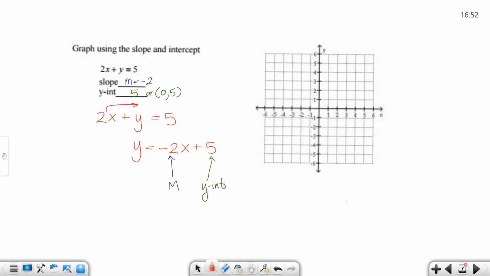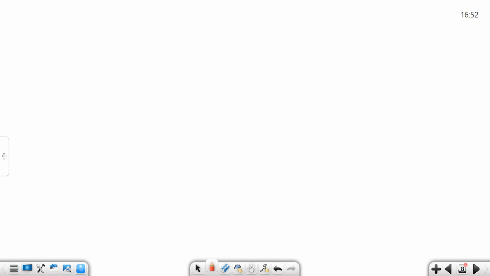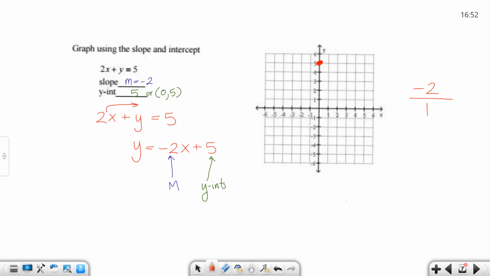Okay, when I get ready to graph this one, I'm going to make sure I'm on my y-axis at 5. My slope is negative 2. Now, that's a whole number, but slope has to be a fraction. So if you have a whole number, you want to put it over 1 because that's the same thing as negative 2, but you need a rise and you need a run.